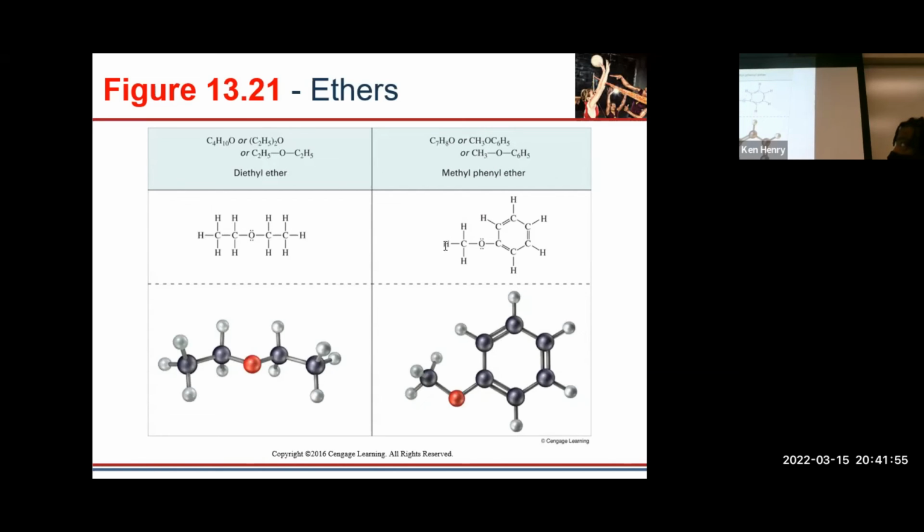Or we would call this one methoxybenzene, because this is the benzene ring. That would be its IUPAC name. Okay.